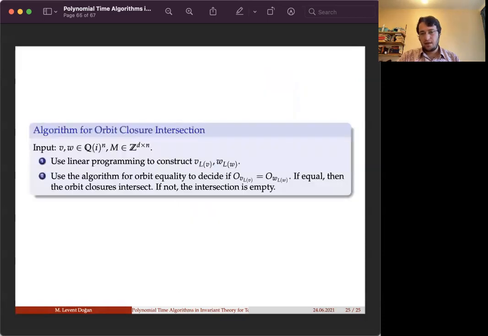Okay. So now I can actually give the algorithm we have explained. In the first step, we compute these restrictions of v and of w to their linearity spaces. Then I use the orbit equality algorithm. I check if these two orbits are the same. If they are, then the orbit closures intersect. If not, then they do not intersect.